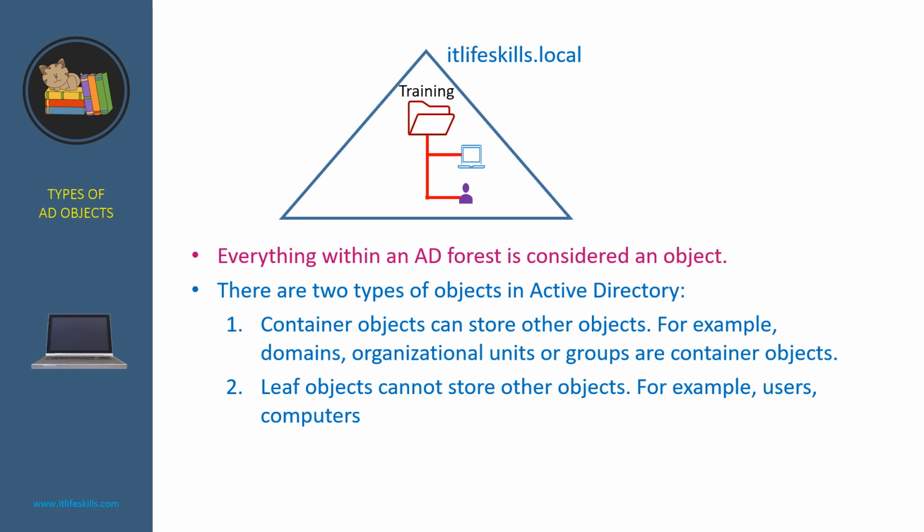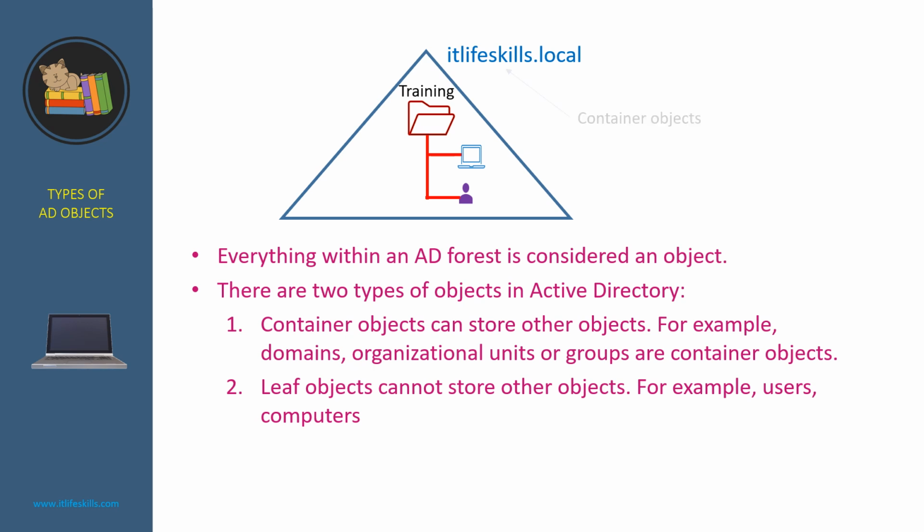Everything within an Active Directory forest is considered an object. There are two types of objects in Active Directory. The first type is container object. Container objects can store other objects, for example, domains, organizational units, or groups are container objects. The second type is leaf object. Leaf objects cannot store other objects, for example, users or computers.